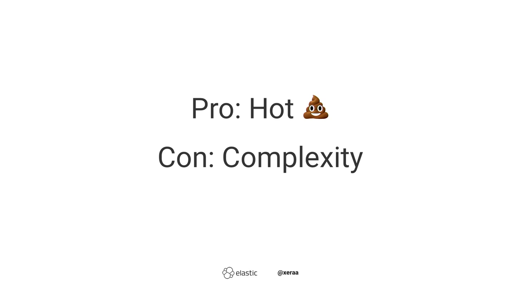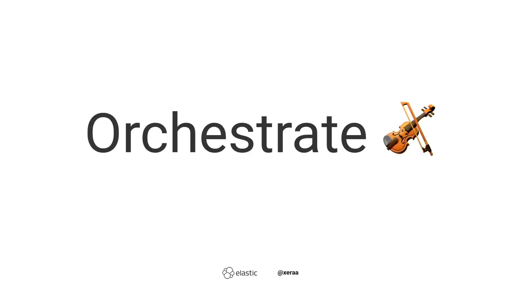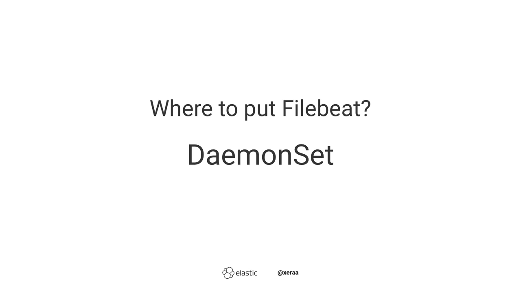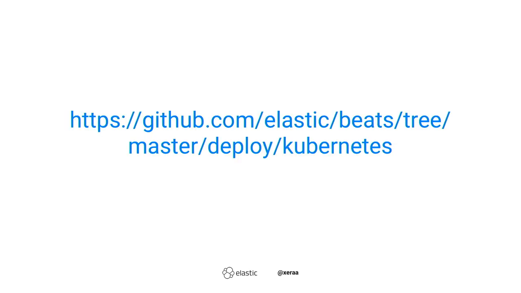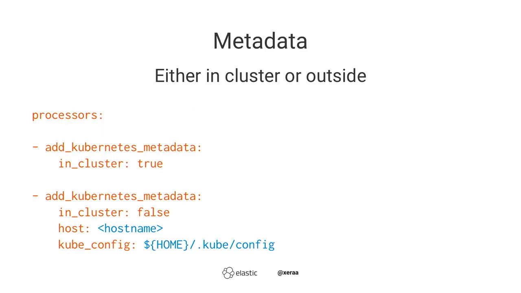And to finish off quickly, when we want to orchestrate, probably we mean Kubernetes. And where do you put FileBeat? Normally in a daemon set, so you have one instance running on every host. We have the deployment scripts for those as well, so you can just look into those. But it's the same concept as with Docker. You can run it in the daemon set, and then add Kubernetes metadata, pointing to the Kubernetes API. So you can get the metadata, and you know the pod name, the namespace, and the host. You can get all of that information from the logs and correlate those.